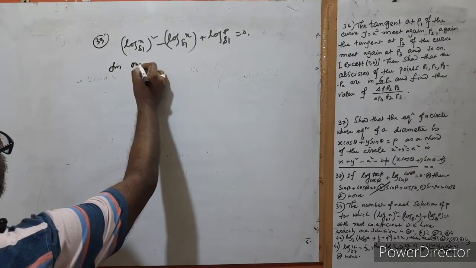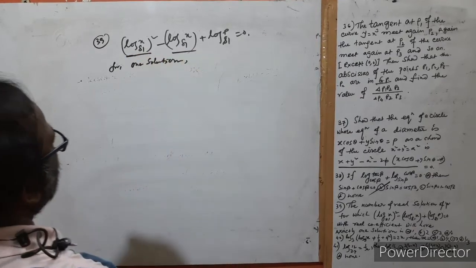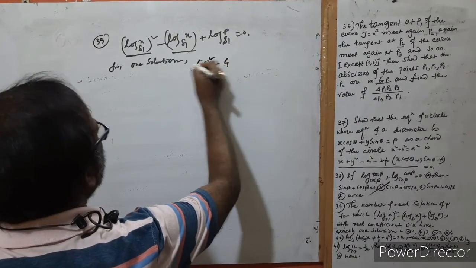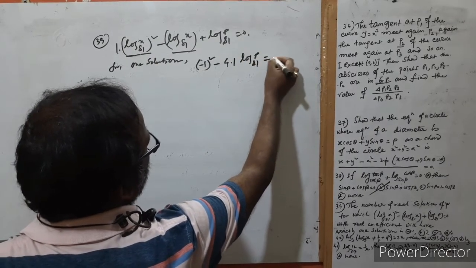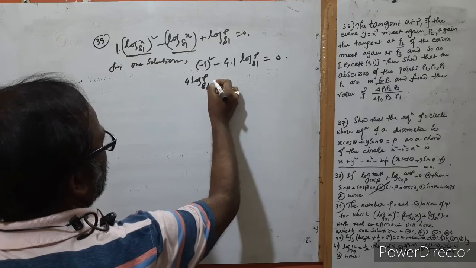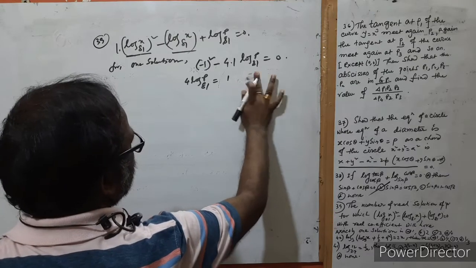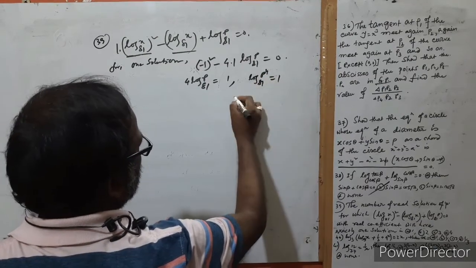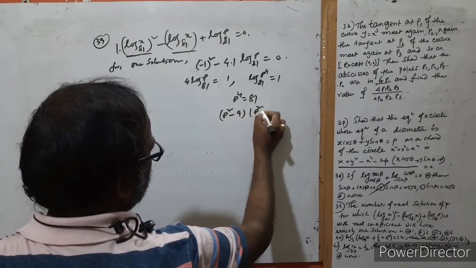For exactly one solution, we can write this as a quadratic equation in log x to the base 81, so b square minus 4ac equals 0, where a and c... c is log p base 81. So b square minus 4ac: 4 log p base 81 is equal to 1. So log p to the power 4 base 81 is equal to 1. So p to the power 4 is equal to 81. So p square minus 9 and p square plus 9.